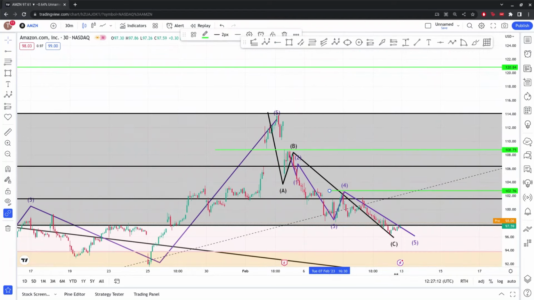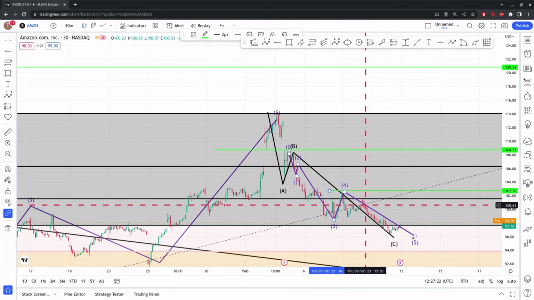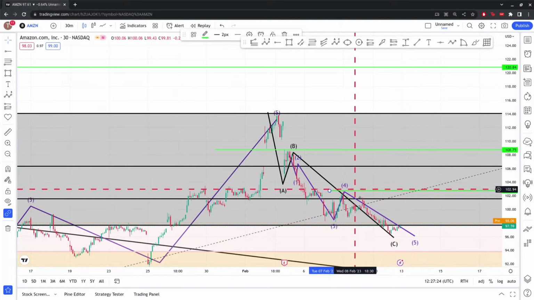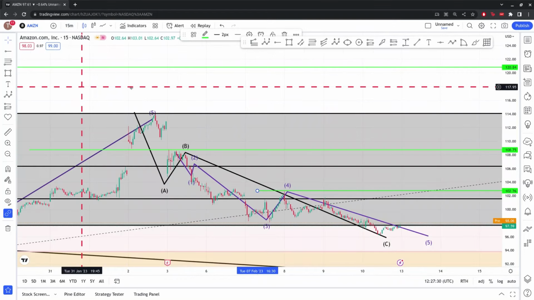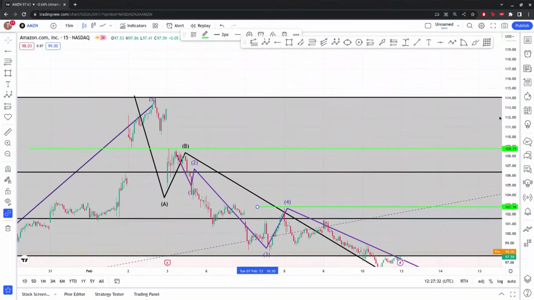which is at 102.76, which is also a very good entry as well. So you can also get a much better entry by scaling down and also counting the fractals of this fifth wave. So let's say I go down to the lower time frame, on the 15 minutes time frame, and scale in.